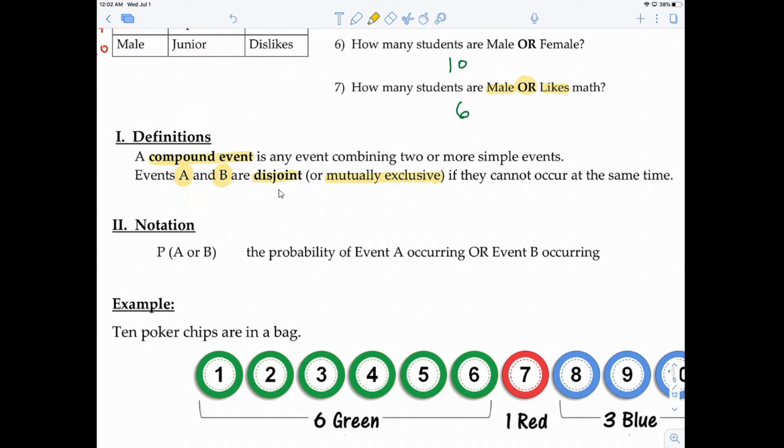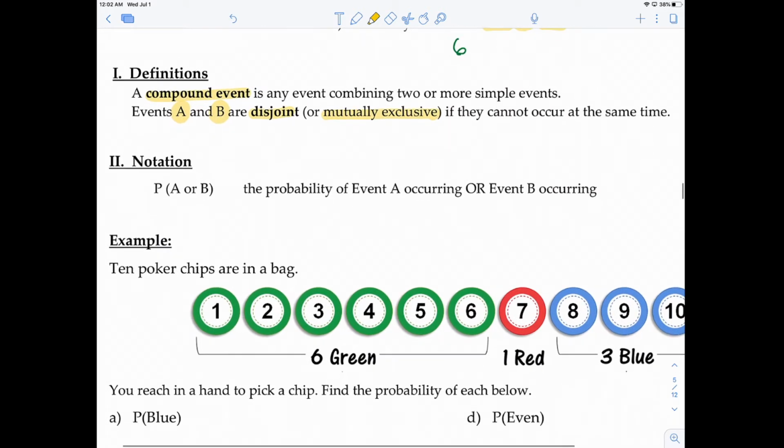So events A and B are disjoint if they cannot occur at the same time. So 2 events which cannot occur at the same time are said to be disjoint. This is an elementary definition of disjoint. Later on, we're going to look at a more complicated definition. So here's a new notation for this section. This notation is the probability of A or B occurring. So this is the probability of event A occurring or event B occurring. And again, this is an inclusive or, so A or B or both occurring.